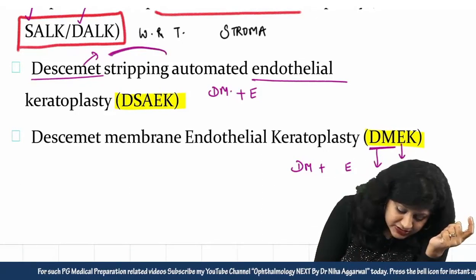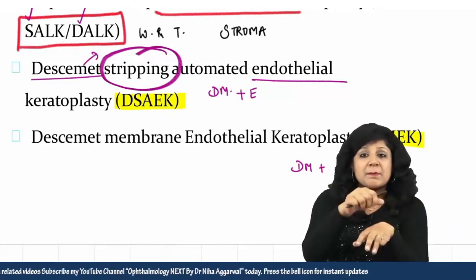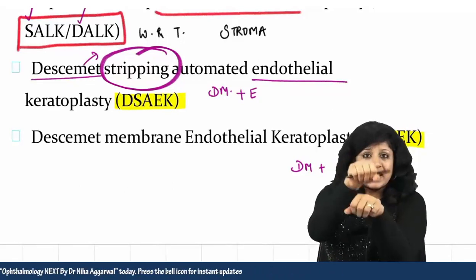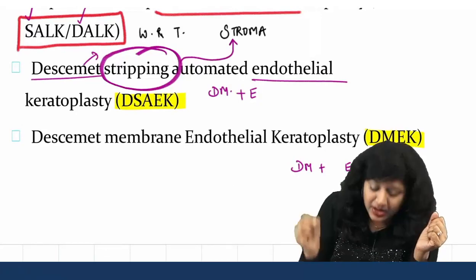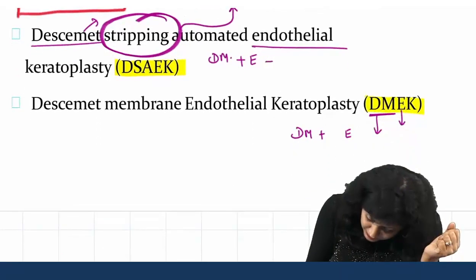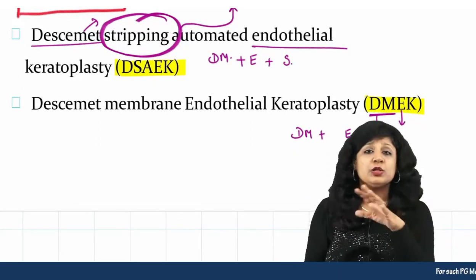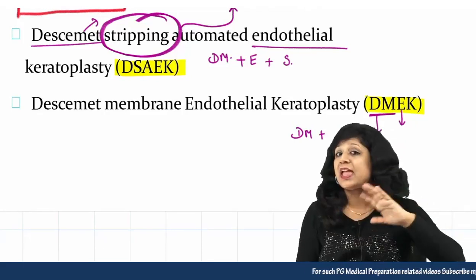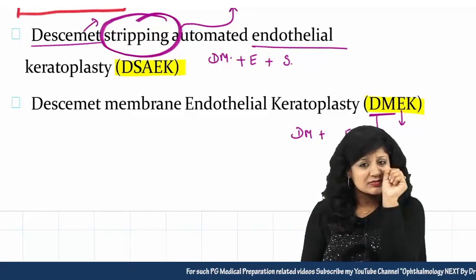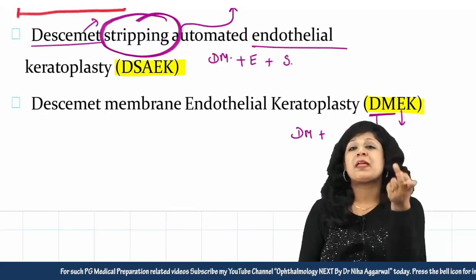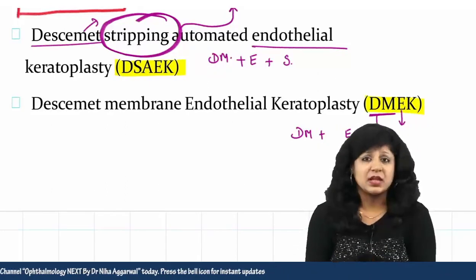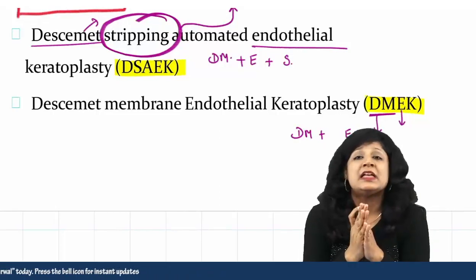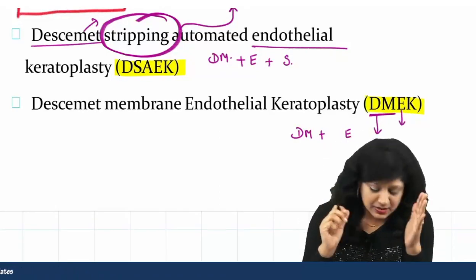Now what does this stripping means actually? Stripping means you are peeling off. So when I am peeling the Descemet membrane, some amount of stroma will also come. So this involves the stroma also, although it's not very much. So it is not an anterior lamellar keratoplasty, just small amount. So S for stripping, S for some and S for stroma, that is your DSEK.